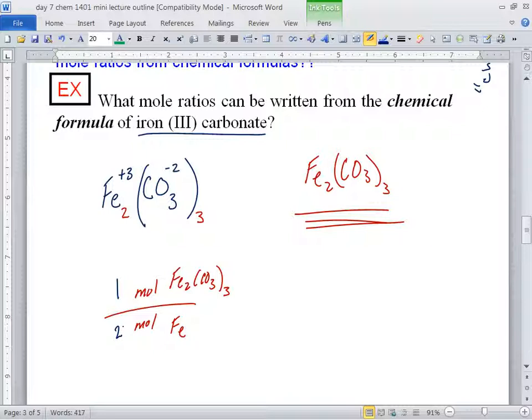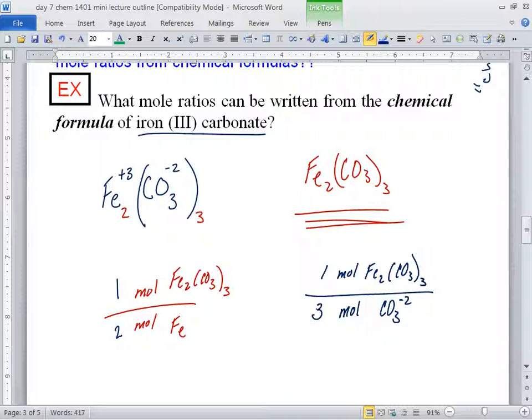How about in a mole of iron 3 carbonate, how many moles of, hey, here's a good one, carbonate do you have? What's the mole ratio there? Paul, what's the mole ratio there? In a mole of iron 3 carbonate, how many moles of carbonate would you have? 3. If you can see that, you're seeing the game I'm playing.